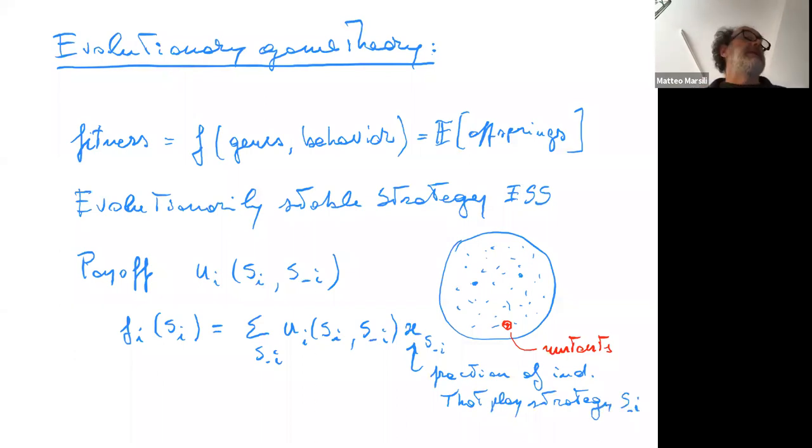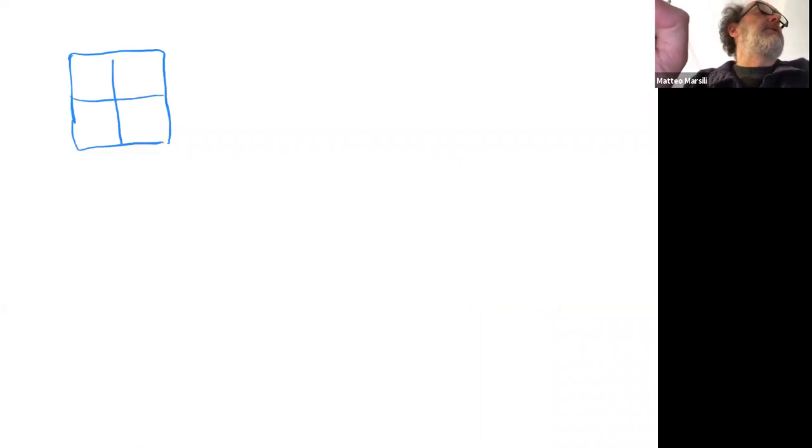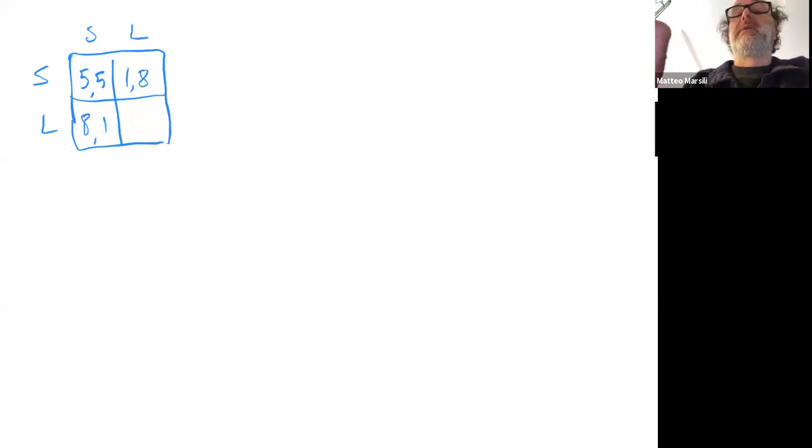Okay, so this is essentially the idea. Let's make an example, which I discuss in the notes, which is essentially a prisoner's dilemma, where you have two strategies for player one, which I call S and L, with payoffs one and eight, eight and one, and three and three.